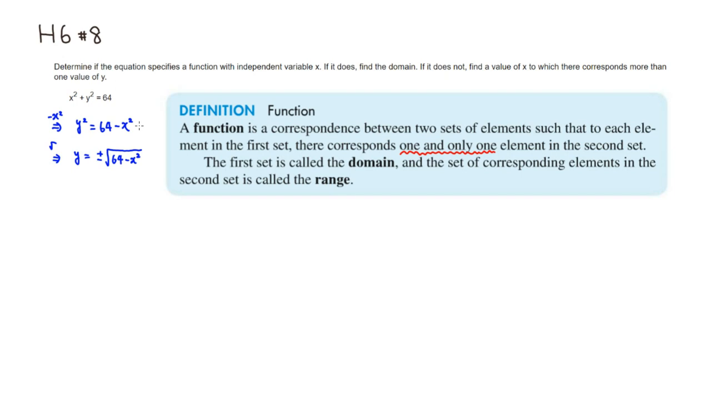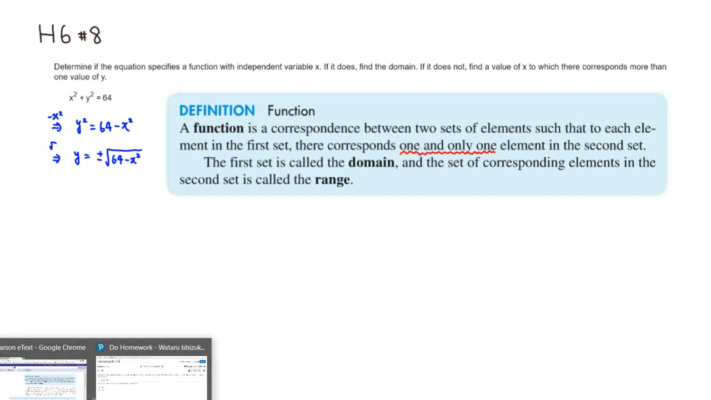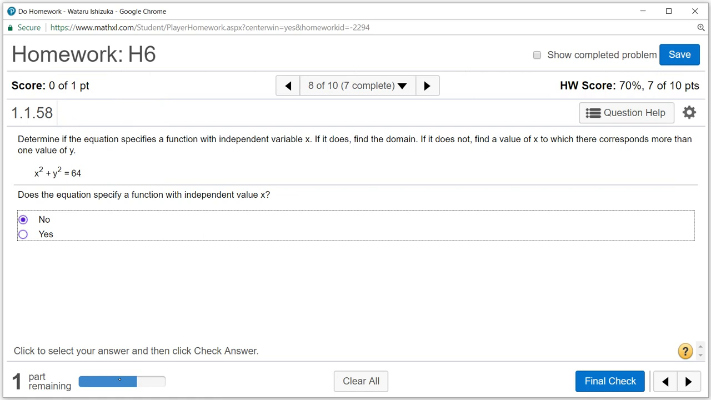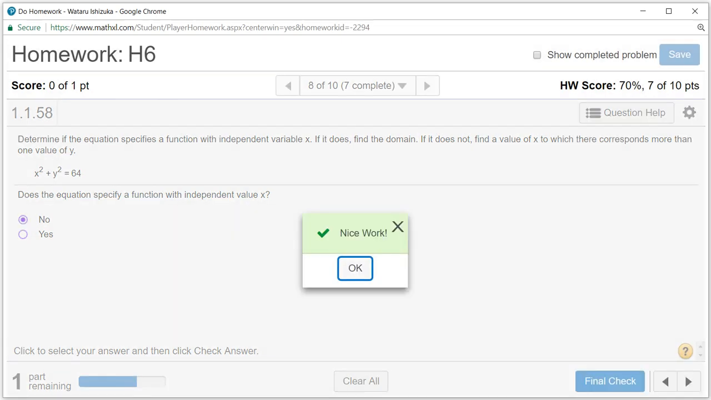And you can see that there's a positive version and a negative version, so there are two separate formulas given for the y value. Which means that for a single x value, you're most likely going to get two different y values. So therefore, this equation does not describe y as a function of x. So let's type it in. The answer is no. Check the answer. We got that.